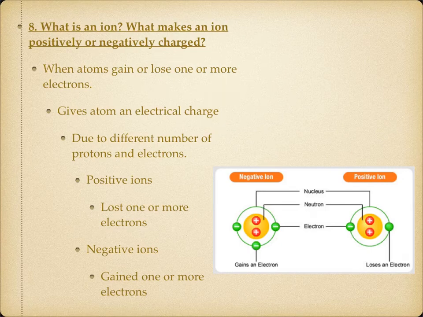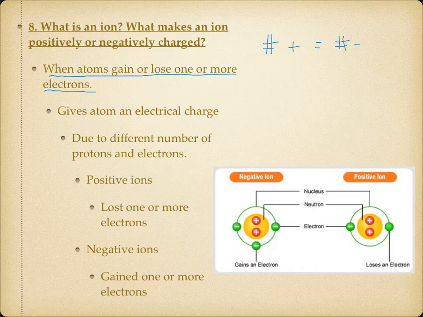Number 8, what is an ion and what makes an ion positively or negatively charged? When an atom gains or loses 1 or more electrons, its charge is no longer going to be neutral, because remember, in an atom of an element, the number of positive charges on the protons will be equal to the number of negative charges on the electrons. It will cancel out, and this will be a neutral atom. Okay?